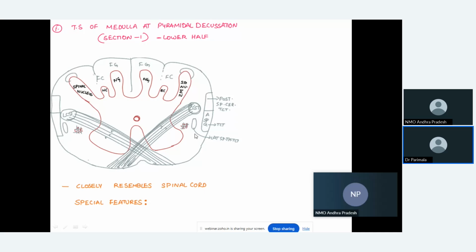Coming to the lateral part of the white matter, the lateral white column presents with anterior and posterior spinocerebellar tracts, lateral spinothalamic tract and reticular formation. These things are exactly the same in the spinal cord also. Just like the lateral white column of the spinal cord, here also we have anterior and posterior spinocerebellar tracts, lateral spinothalamic tract and reticular formation. In addition, the newly formed lateral corticospinal tract also is formed in the lateral white column. This is about lateral white column.